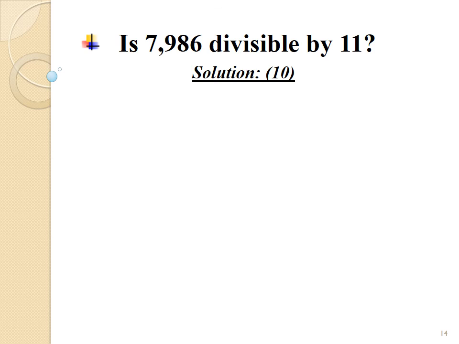Is 7,986 divisible by 11? Students, we know that a number is divisible by 11 if the difference between the sum of the digits at odd places and the sum of the digits at even places is either 0 or a number divisible by 11. So, let's solve this sum by following all the 3 steps.